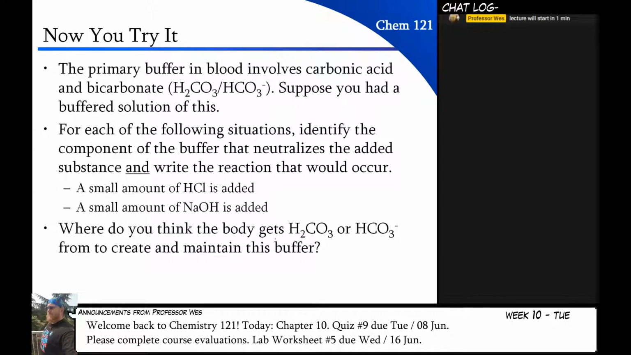Where do you think the body gets carbonic acid or bicarbonate to create this buffer? Turns out it's from respiration, just in case you were curious. So when you breathe, you consume oxygen, and you would normally breathe out CO2. But some of that CO2 stays in your blood anyway. And so that's where your buffer comes from. You can get rid of that if you have too much of it, because you've neutralized too much stuff, maybe, for example, by exhaling it. And so that's where hyperventilating can come in, where you have too much CO2 or maybe even too little CO2.